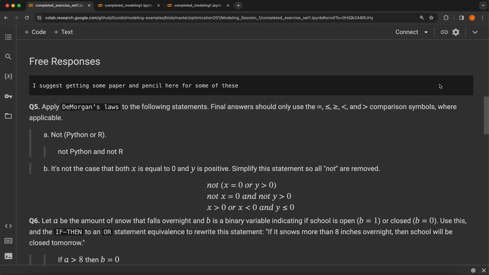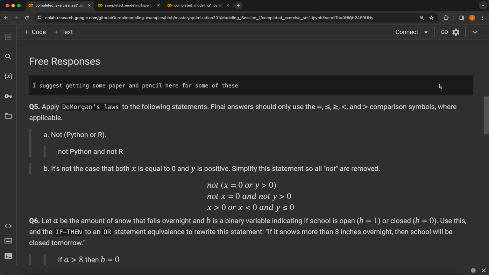Part B says it's not the case that both x is equal to 0 and y is positive. Simplify the statement so all nots are removed. Let's translate the words a little more into symbols and variables. So we have not (x is equal to 0 and y greater than 0). So x is equal to 0 and y is positive are inside the parentheses with a not on the outside.